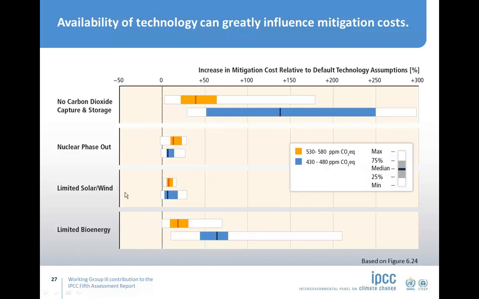If we fail to find technologies to produce bioenergy, again, the cost will be greater, but not as great. So, in other words, we are relying on developing the technologies for carbon capture. It's very much seen as one of the most successful ways that we will meet the mitigation targets.